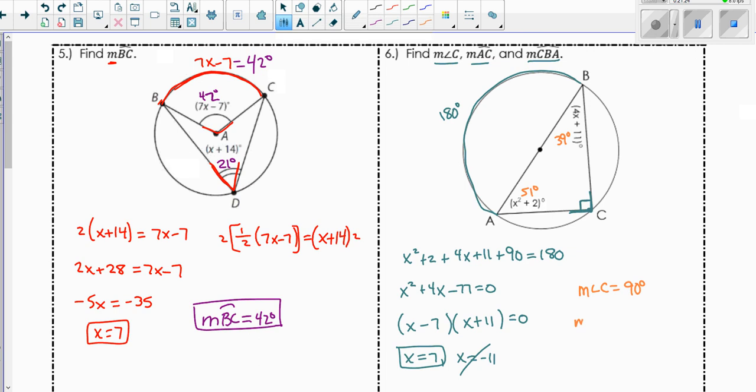The measure of arc AC would be this arc right here, which if this is 39, then I would double it. So then this is 78. So 78 degrees. And then the measure of arc CBA would be from C to B all the way around to A. So the only portion then that I'm not doing is this right here. So I'm actually going to do 360 minus 78, which gives me that this is 282. And those are my three answers. Okay, again, state them.